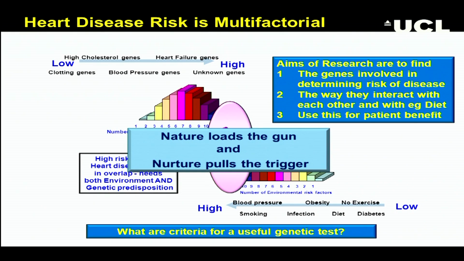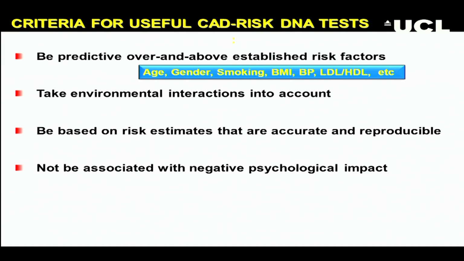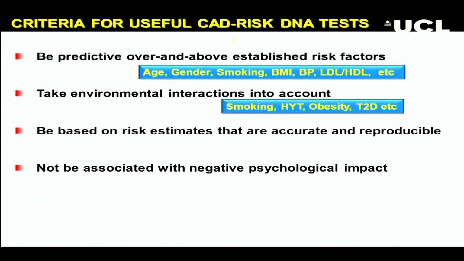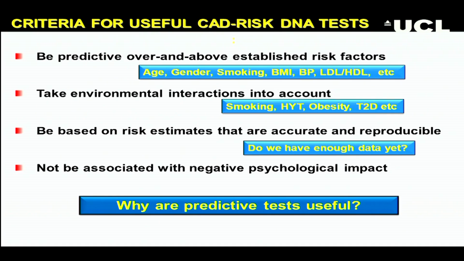Okay, so if we're going to try to develop a genetic test, what are the criteria we need to set out before we do this? It's got to be predictive over and above the established risk factors that we talked about earlier. It's clearly got to take environmental interactions into account. It may be that a particular risk gene is only important if you smoke. It doesn't matter if you don't smoke. It's only important if you've got high blood pressure. So that's really quite important. Clearly, it's got to be accurate and not to be associated with negative psychological impact. And if I've got time at the end, I'll come to that question.